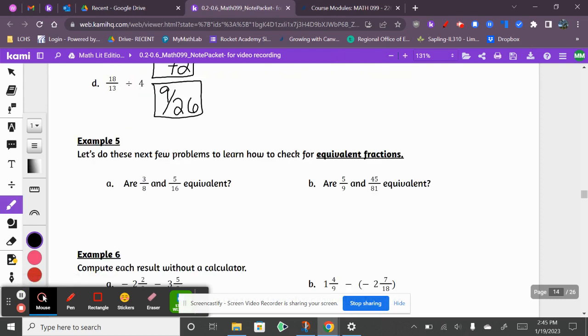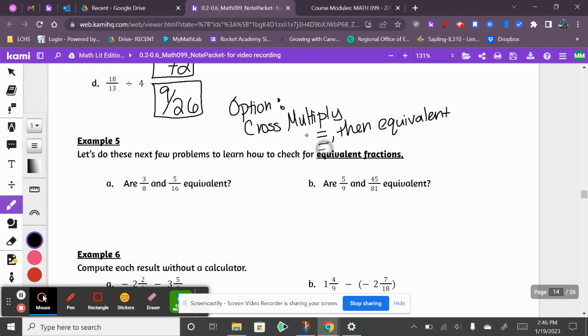Looking at example 5, it says, let's do these next few problems to learn how to check for equivalent fractions. There are 2 ways to check for equivalent fractions. The first one is to cross multiply. If the products are equal, then they are equivalent. If they are not equal, then they are not equivalent.